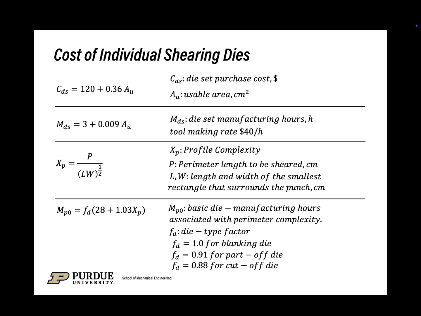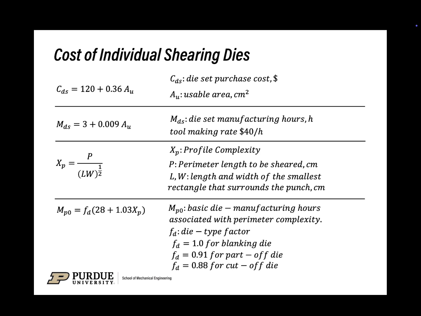Another parameter is MDS. And MDS is the die set manufacturing hours, which is measured in hours. And as you can see, if you multiply the MDS formula with the $40 per hour tool making rate, you will get the CDS formula. So basically, it's the same, and you can change the tool making rate to adjust CDS.